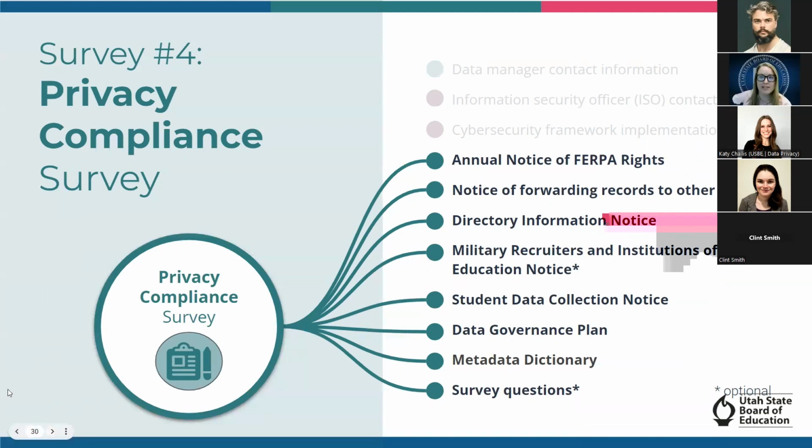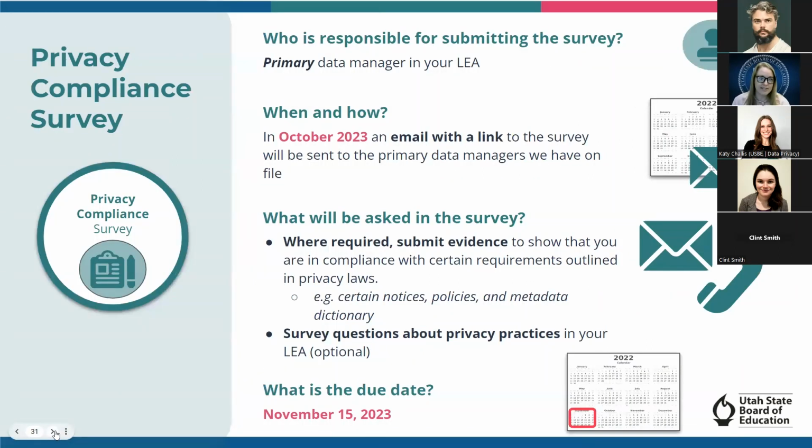Okay, and then our last survey is going to be this privacy compliance survey, and this is all the rest of the stuff that is in all the surveys. For this one, this is going to be filled out by your primary data manager. So this is not something that needs to be filled out by all data managers, just the primary data manager in your LEA. And just like the cybersecurity framework, you'll get it in October. I think I saw in the chat somebody asked specifically when it will go out. It'll be very early October, like the first couple of days of October. And it will be sent to the primary data managers on file. That's part of the reason why it's so important to get that contact info survey back, because we want to make sure that it's going out to the right people.